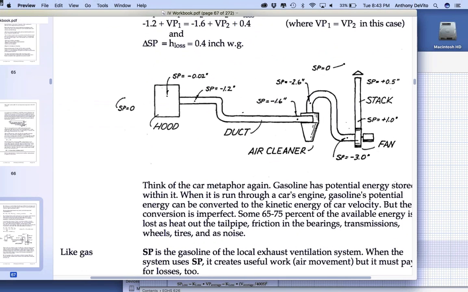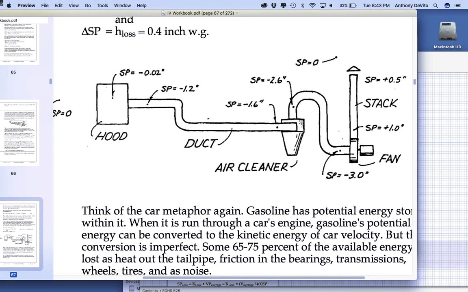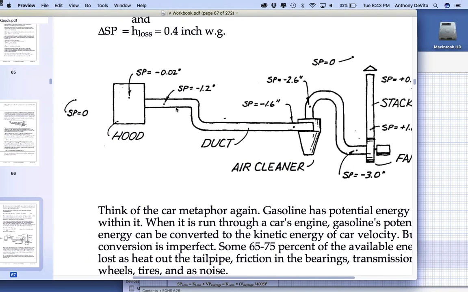So let's take a look at this. Here's a typical ductwork system. Here's a hood of some kind. We're going to be looking at a lot of different designs of hood. What's the static pressure outside the hood? Zippo, nothing, right? Because it's just out in the open air. But when you get into the hood, like a lab hood, over here, you're going to start to feel the air sucking in.